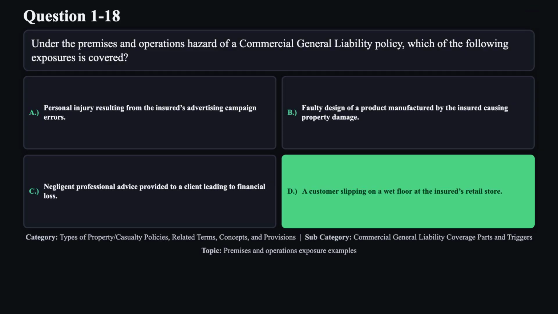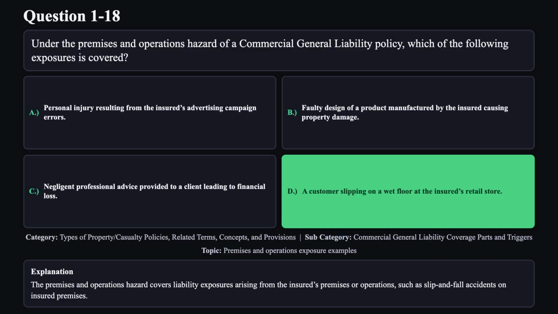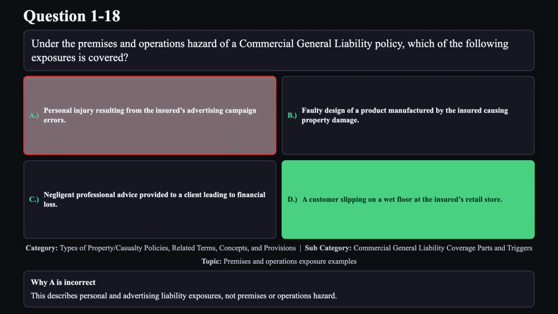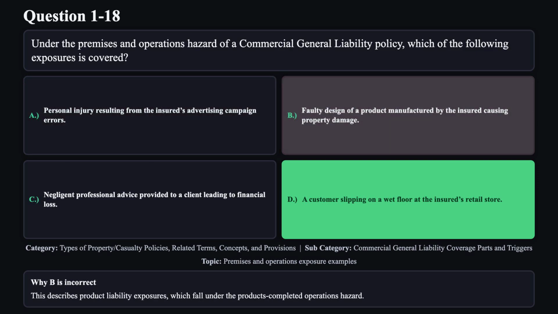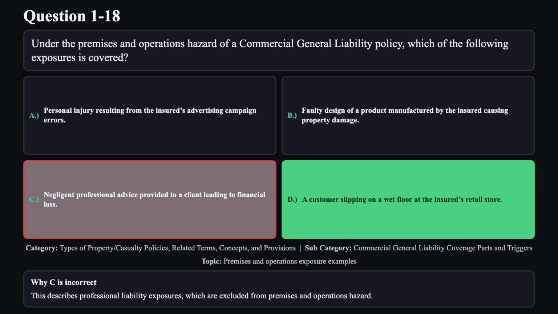The correct answer is D. The premises and operations hazard covers liability exposures arising from the insured's premises or operations, such as slip and fall accidents on insured premises. Reason A is not correct. This describes personal and advertising liability exposures, not premises or operations hazard. Reason B is not correct. This describes product liability exposures which fall under the product's completed operations hazard. Reason C is not correct. This describes professional liability exposures which are excluded from premises and operations hazard.